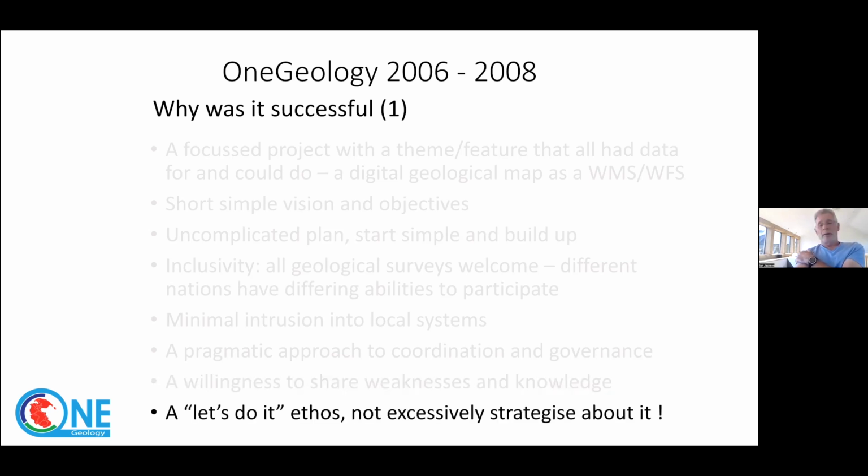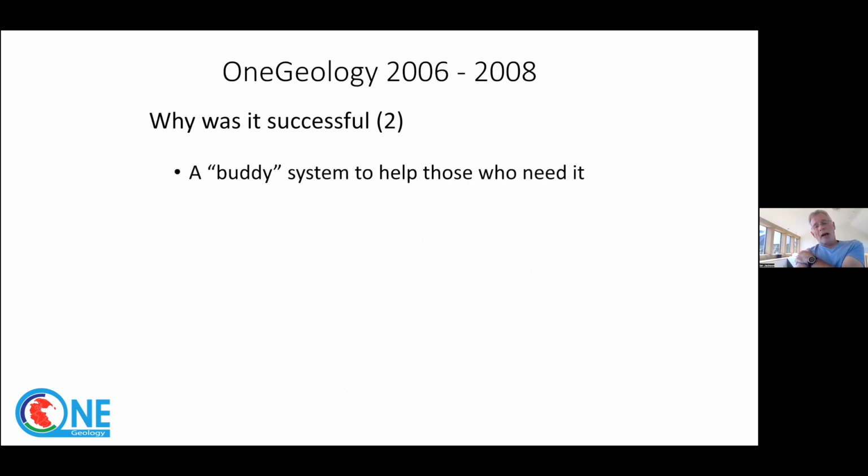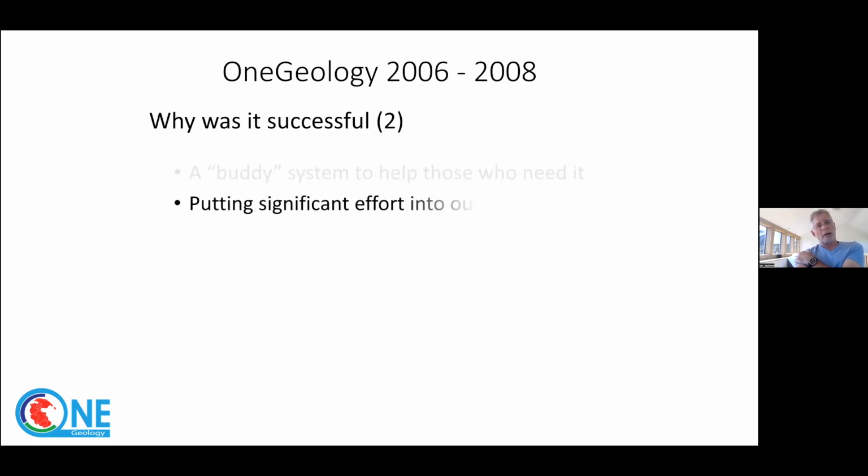And we didn't have a massive plan, because we did it by trial and error, because we knew that even 5-year plans are usually overtaken by events. So let's just see what we can do. Try it. Does it work? No, it didn't. Let's try it again. Let's not plan too much. We had a buddy system, so we helped each other, both bilaterally and multilaterally.